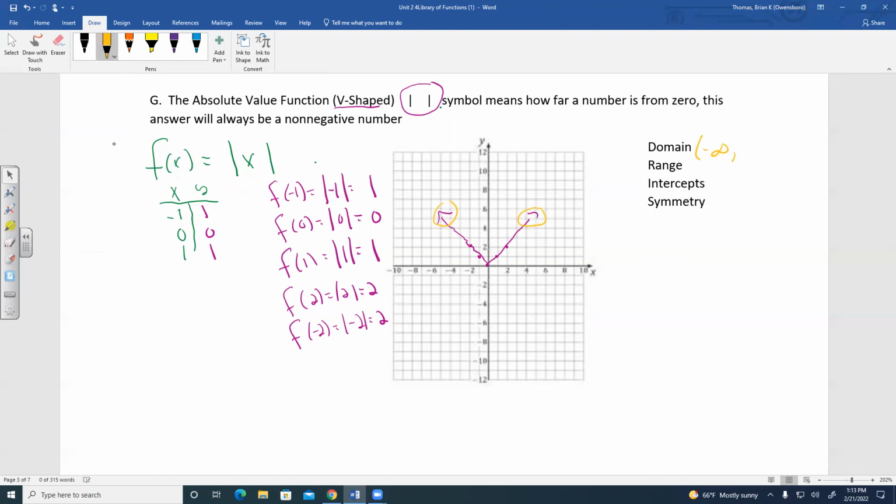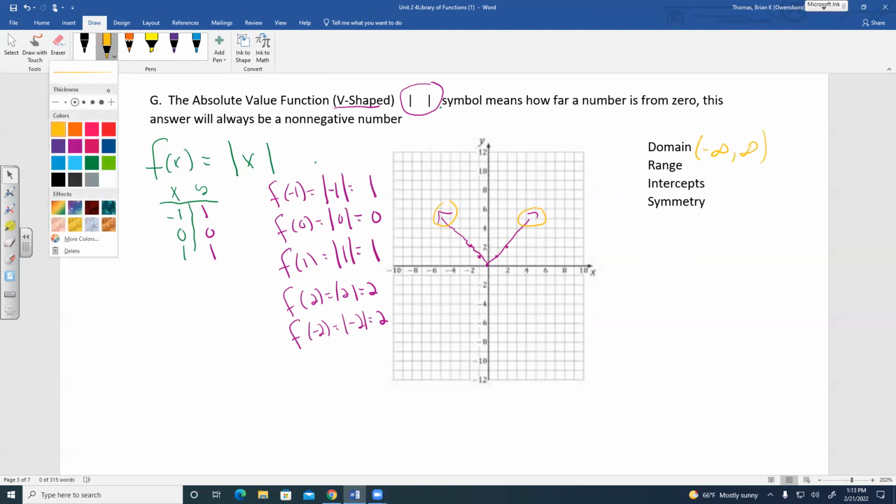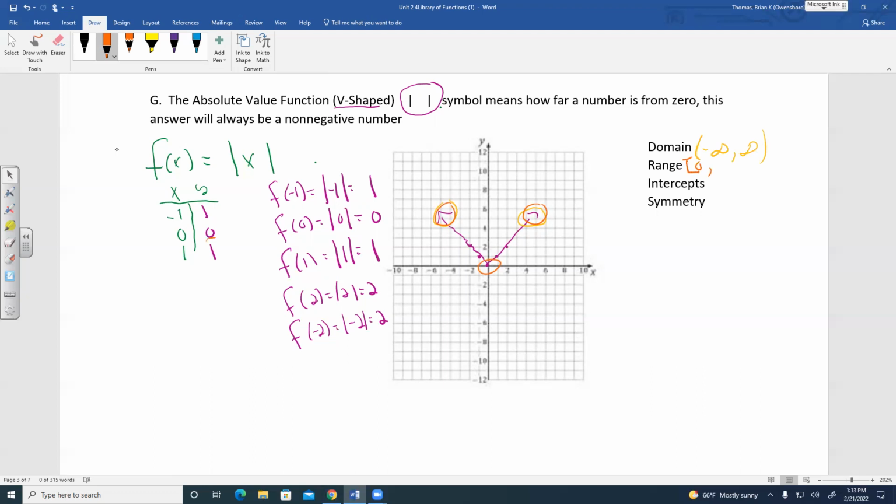So negative infinity to infinity. The range is, again, we're talking about the lower bound, but notice how there is a lower bound here, but the upper bound is still these arrows. So the lower bound is that y was being 0 over here. So the range value, the lowest it actually goes is 0. So I have to use a bracket there to say I'm including 0. And it goes up through infinity.